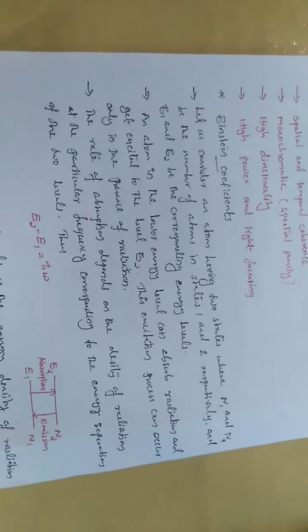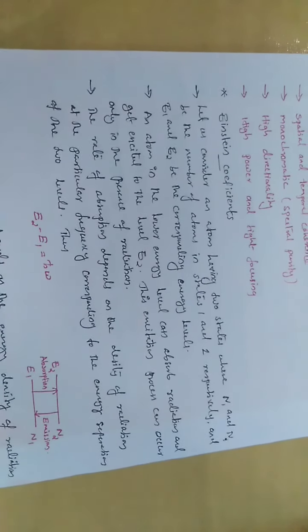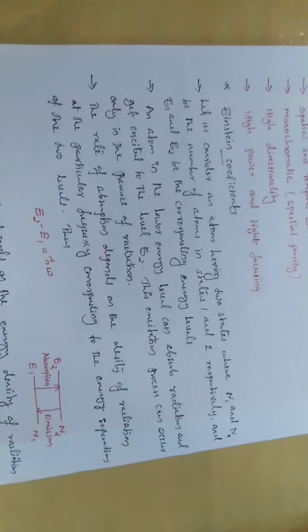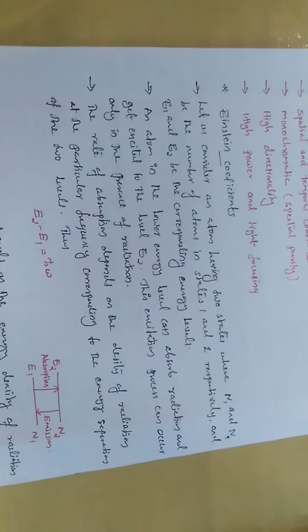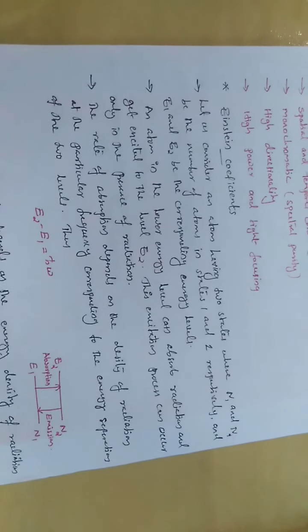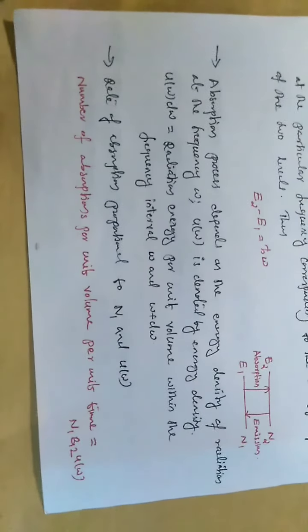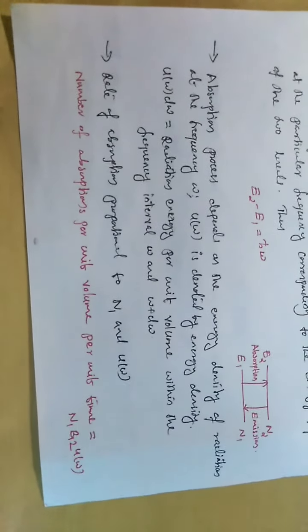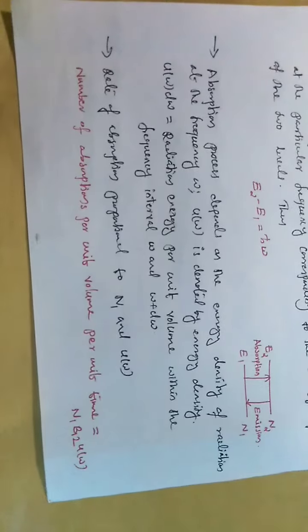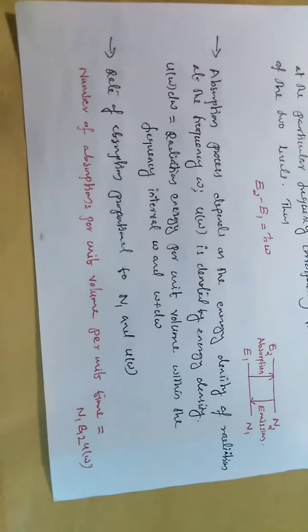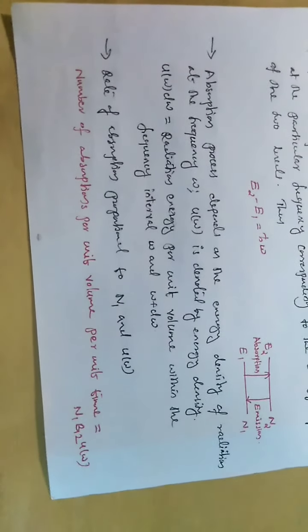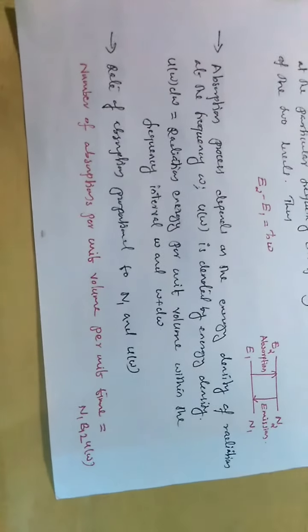The rate of absorption depends on the density of radiation at the particular frequency corresponding to the energy separation of the two levels. Thus, E2 minus E1 equals h cross omega. The absorption process depends on the energy density of radiation at frequency omega. U of omega is denoted as the energy density.